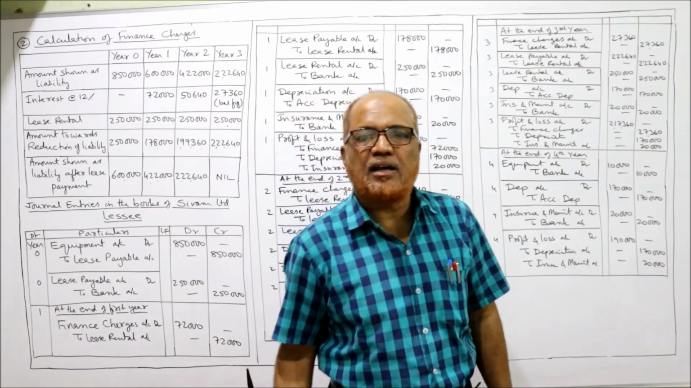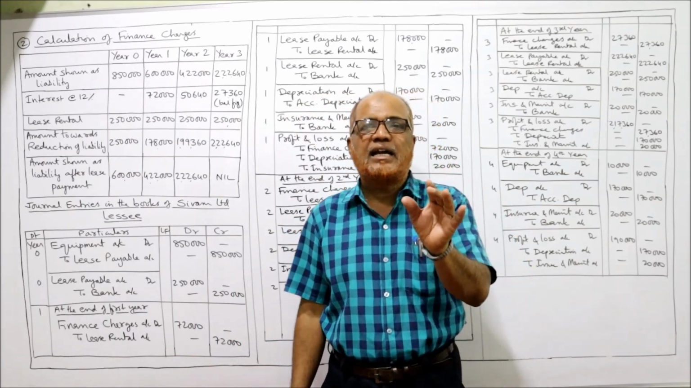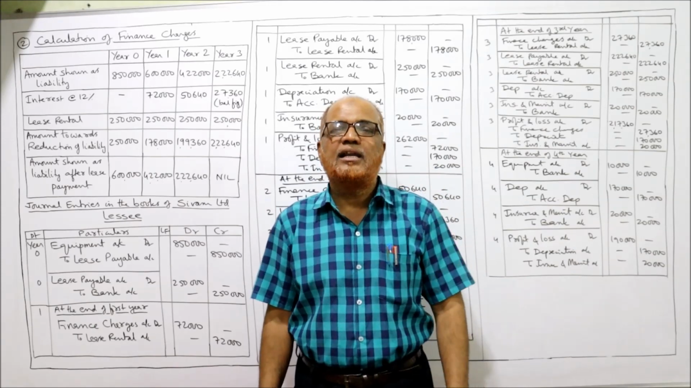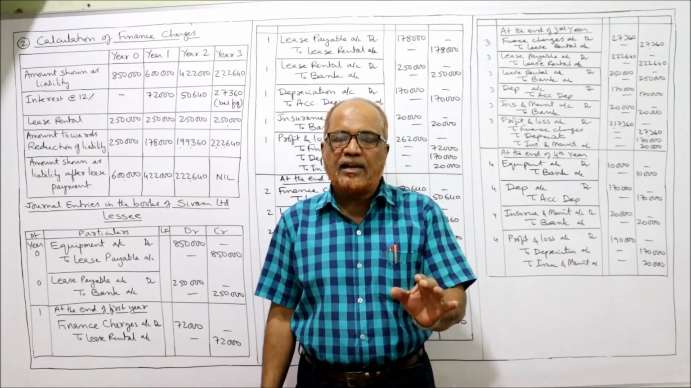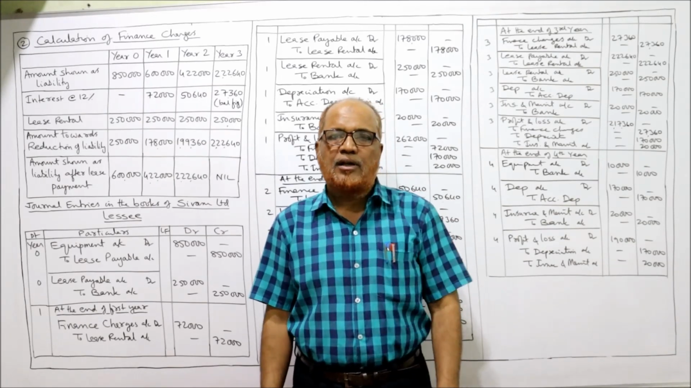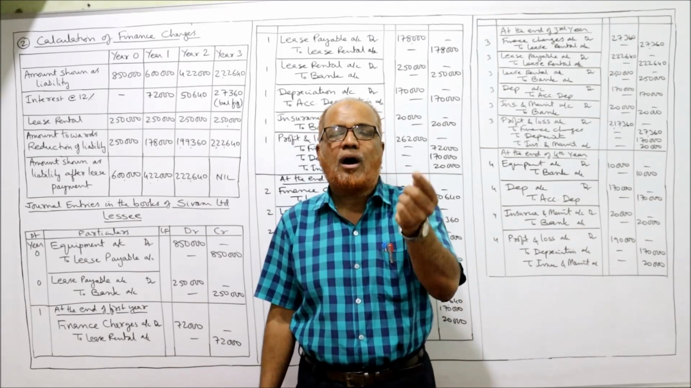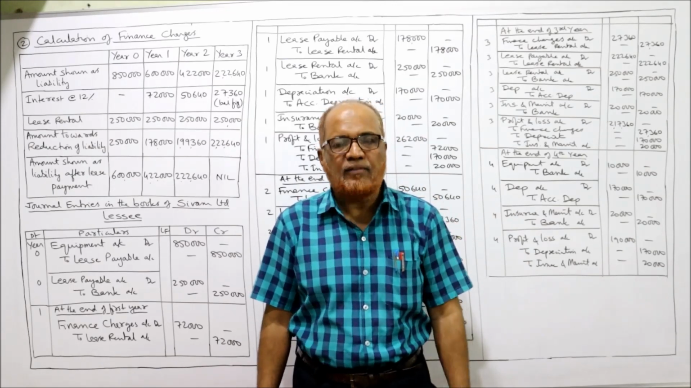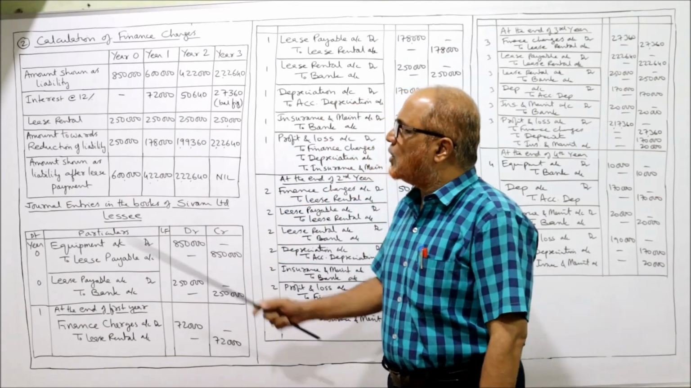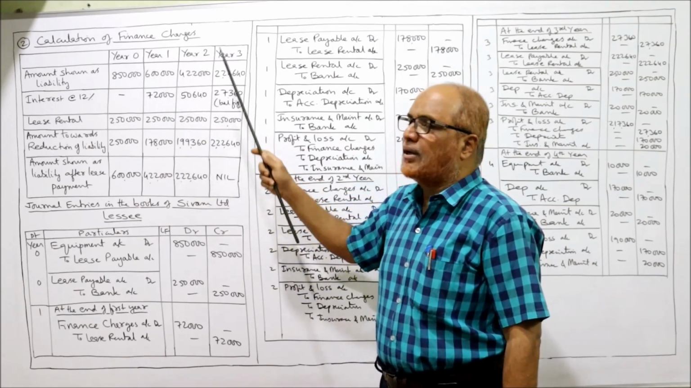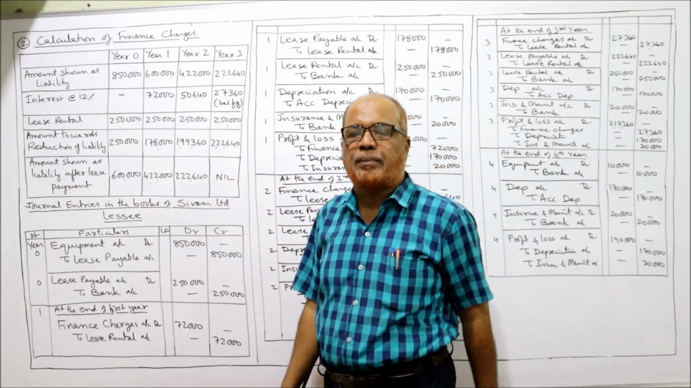Before passing the journal entry, we have to find out how much is the interest, the finance charges included in the lease rental. Every lease rental is 2,50,000. 4 lease rentals have to be paid. So in that 2,50,000, how much is the interest and how much is the reduction in liability? That we have to find out first. So in this table, calculation of finance charges. Year 0, 1, 2, 3, 4 installments have to be paid.